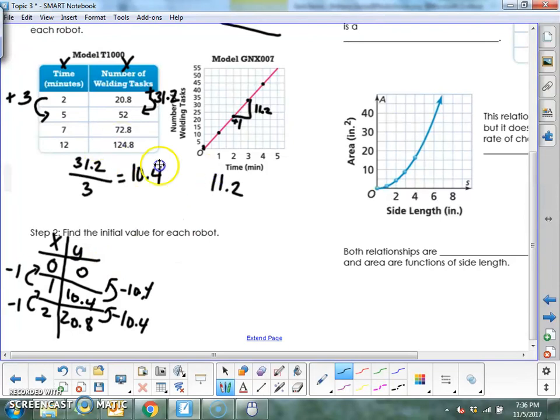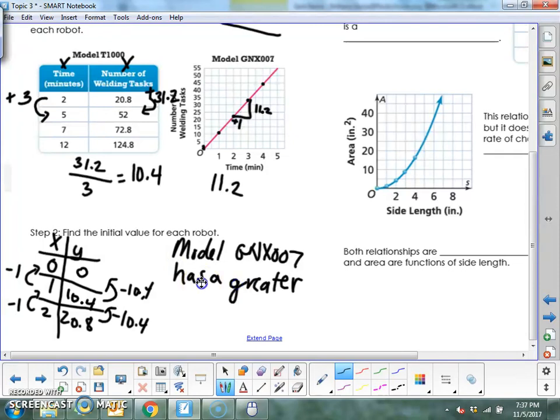Since they had the same starting number, since I know that they each are only making 0 at 0 minutes, I really need to be looking at their constant rate of change. Since this one is making more per minute, this model is going to be more effective for this task. So I would say that the Model GNX 007 has a greater rate of change.